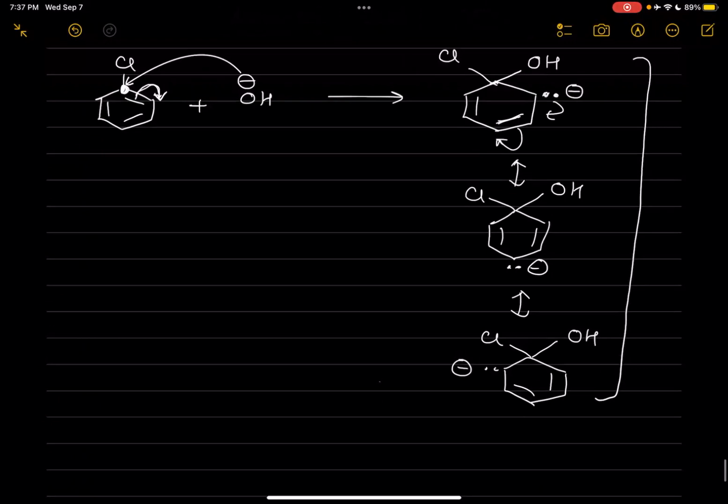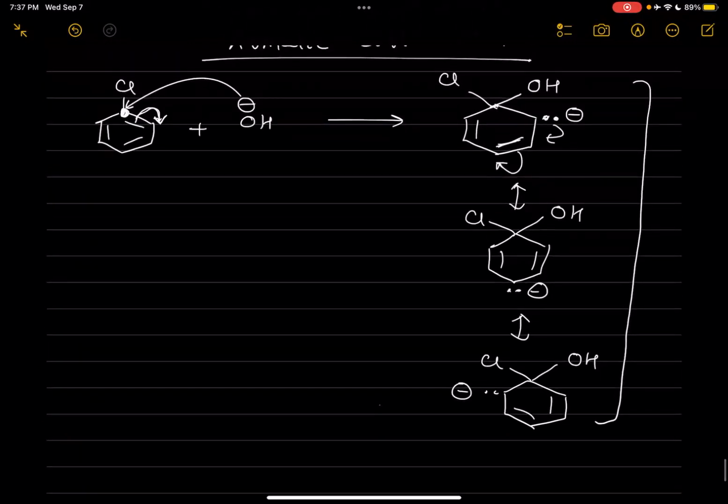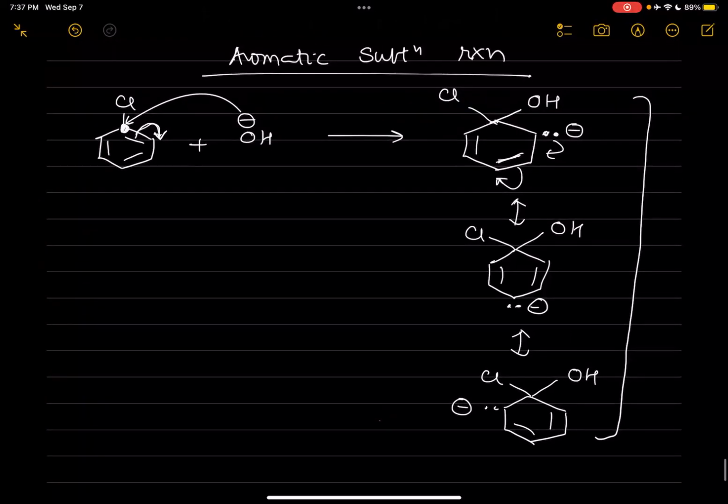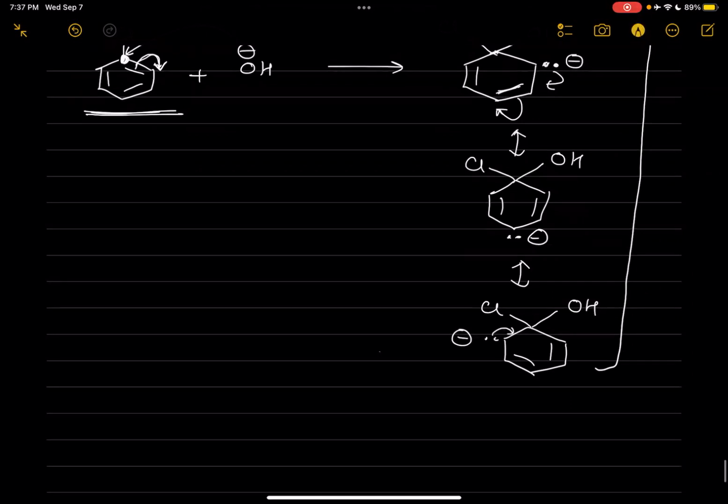Is it clear? It needs to be turned into a neutral compound, like we started with chlorobenzene. So this minus will again try to become neutral. It will try to get back to the benzene ring. Let me make the benzene.